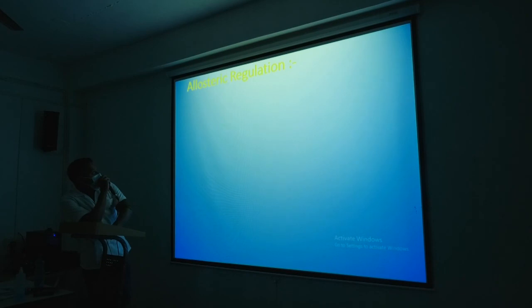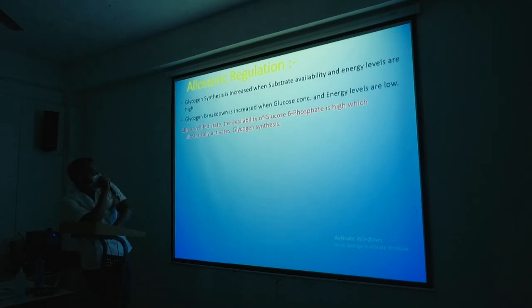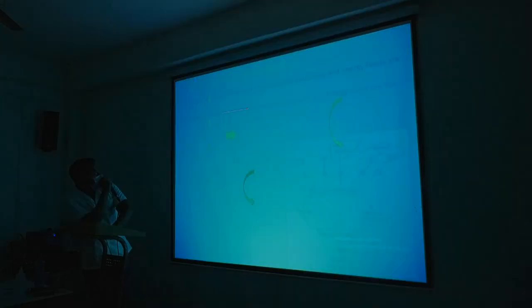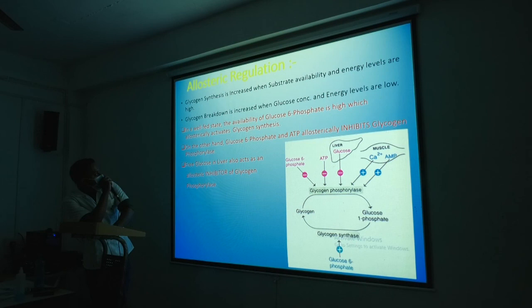First, allosteric regulation, where glycogen synthesis is increased when substrate availability and energy levels are high. Glycogen breakdown is increased when glucose concentration and energy levels are low. In a well-fed state, the availability of glucose 6-phosphate is high, which allosterically activates glycogen synthesis. On the other hand, glucose 6-phosphate and ATP allosterically inhibit glycogen phosphorylase. Free glucose in liver also acts as an allosteric inhibitor of glycogen phosphorylase.